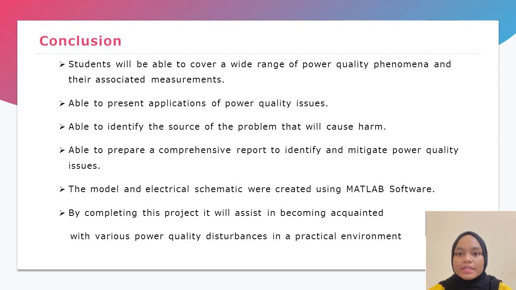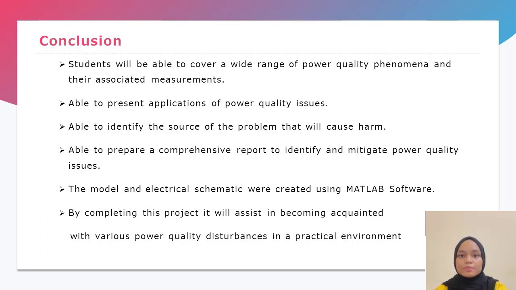The model and electrical schematic were created using MATLAB software. The simulation for task 1 is about mitigating power quality issues caused by overvoltage transients. Then we learn about overvoltage transient, mitigation device, and solution to the problem in this task. The second task is to simulate a harmonic producing load and a mitigating filter. In this task, we learn about harmonics and loads that cause harmonics in the power system.